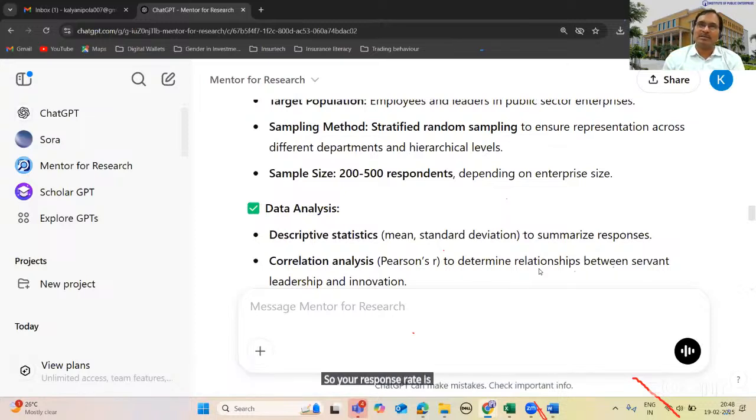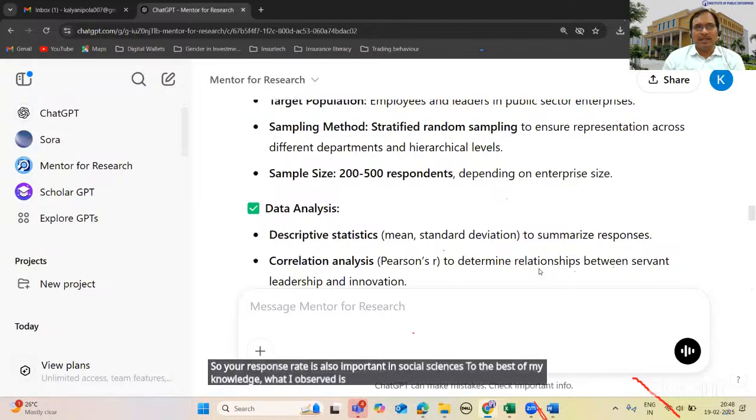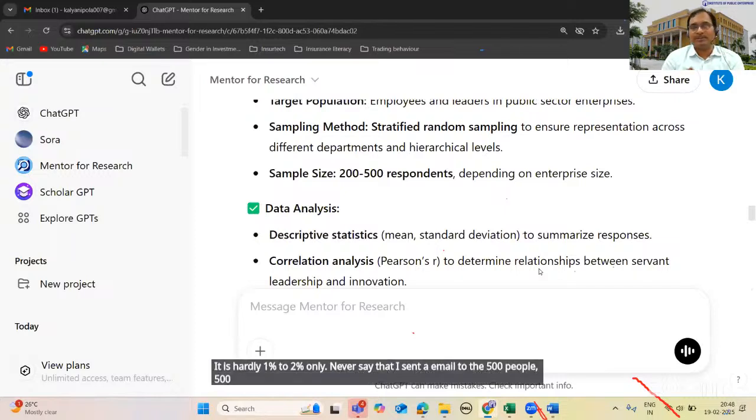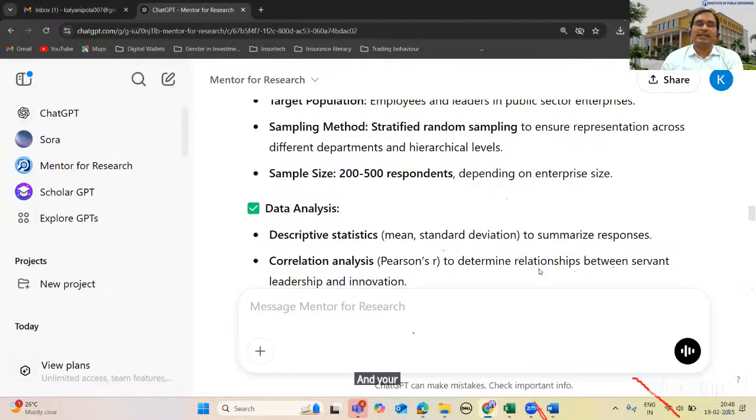In social sciences, to the best of my knowledge, what I observed is the response rate is 50% to 60% when you personally administer the questionnaires. And if you're sending it through Google forms, email and online, it is hardly 1% to 2%. Never say that I sent an email to 500 people and 500 responded. No, respondents are different, and your target sample for whom you are sending is different.